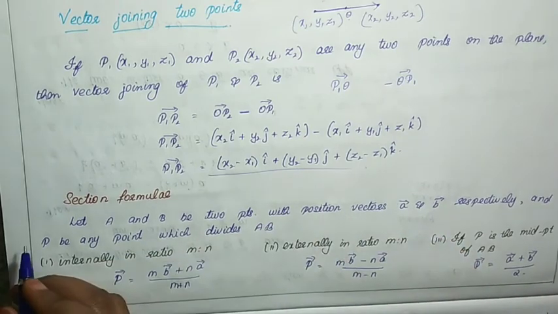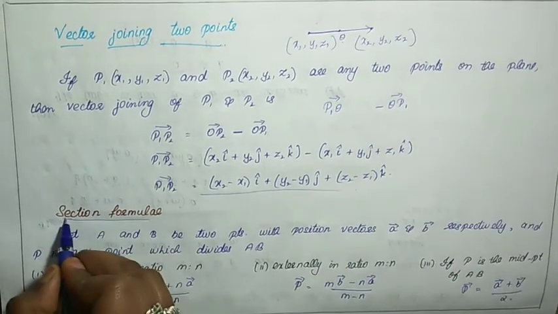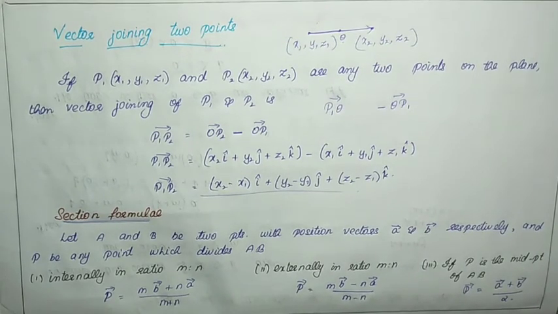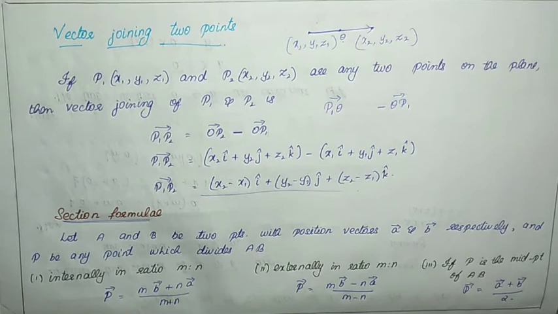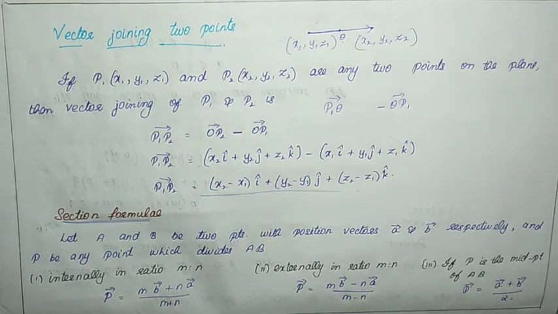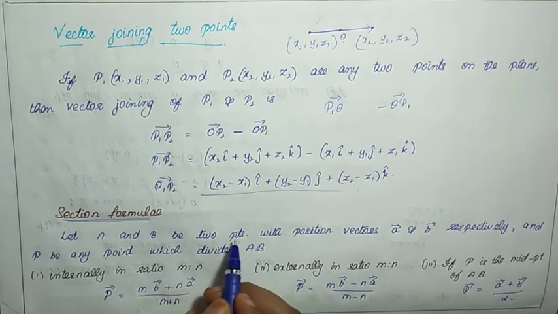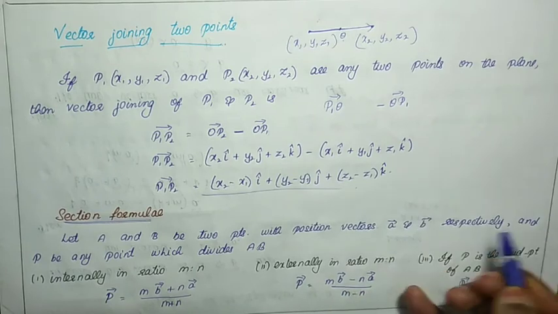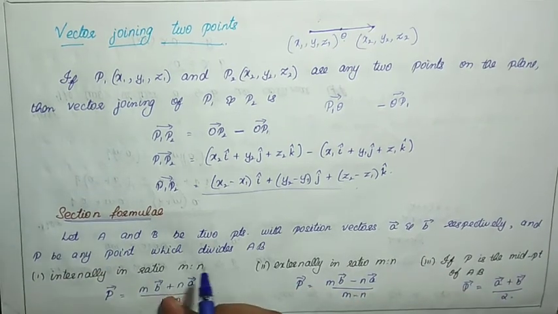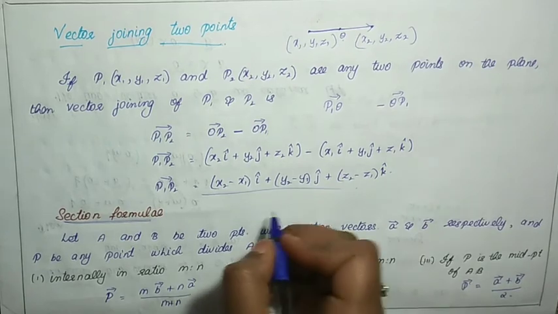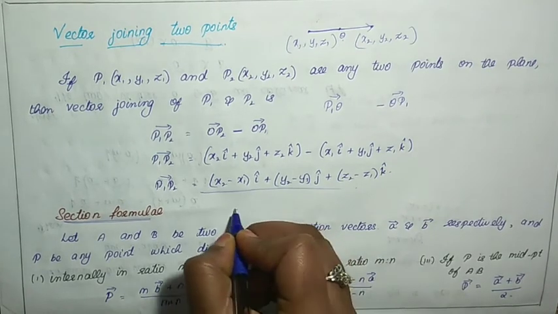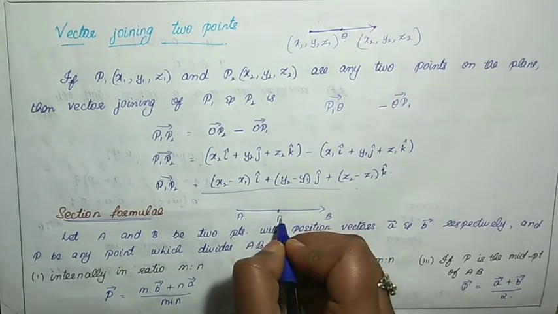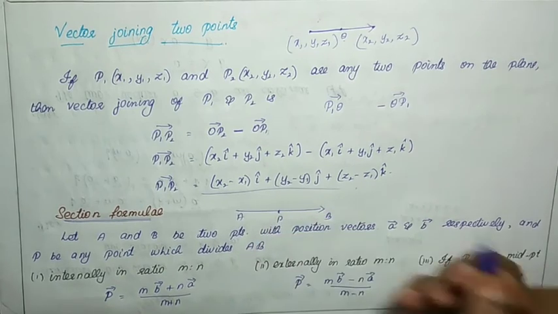Now I'm going to teach you the section formula. The section formula is very familiar to us right from our 10th standard. Even here we will be following it for some of the sums, so just keep this in mind. Let A and B be two points with position vectors A vector and B vector respectively, and P be any point which divides AB. They are saying the point P vector divides AB either internally or externally.